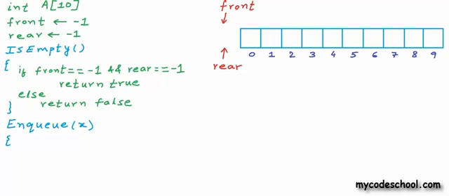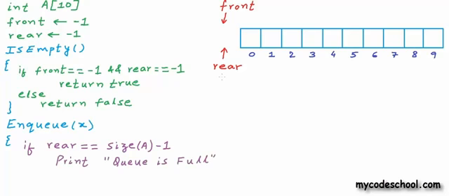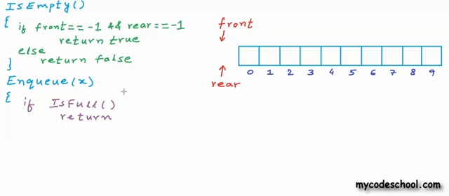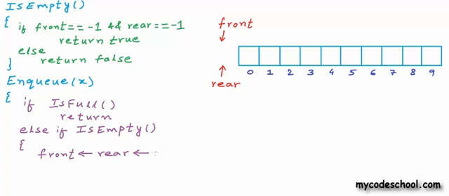Enqueue will take an integer x as argument. There will be a couple of conditions in enqueue. If rear is already equal to maximum index available in array A, we cannot insert or enqueue an element. In such scenario, we can return and exit. I would rather use a function named isFull to determine whether queue is full or not. If queue is already full, we can't do much. We should simply exit.